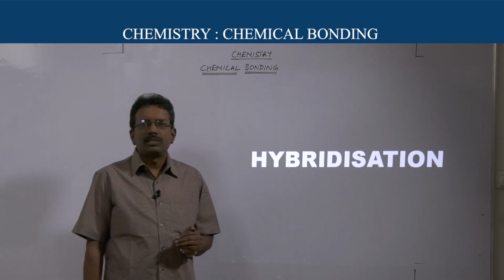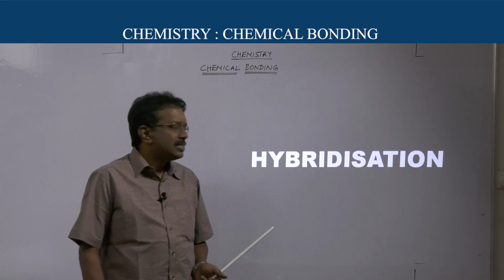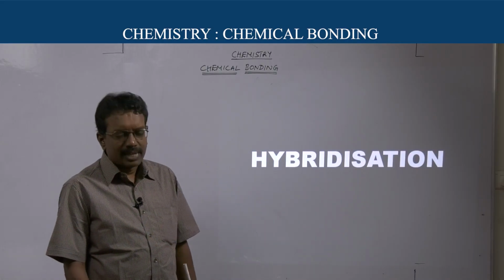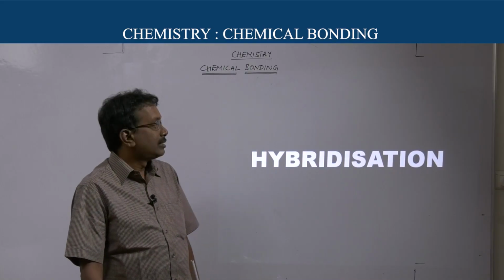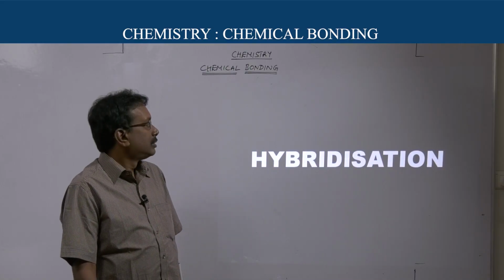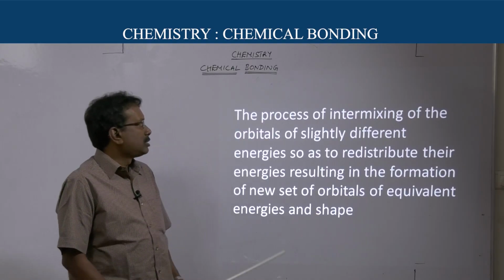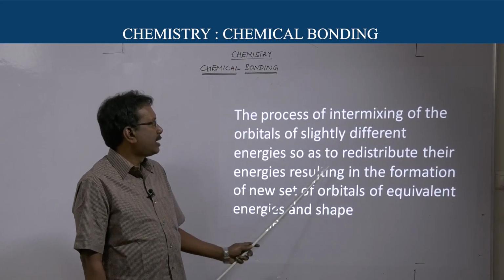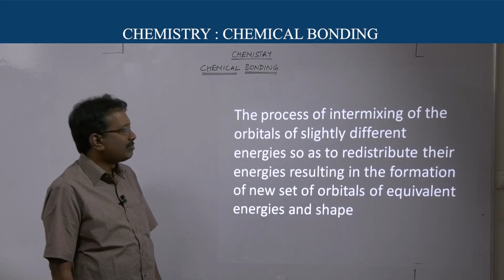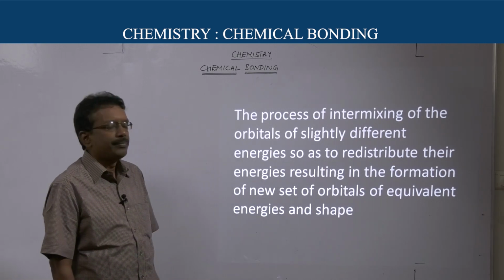So this process of intermixing of atomic orbitals present in the valence shell of the central atom is called hybridization, and the new orbitals we get are called hybrid orbitals. Now the definition given here: the process of intermixing of orbitals of slightly different energies so as to redistribute their energies, resulting in the formation of a new set of orbitals of equivalent energies and shape.